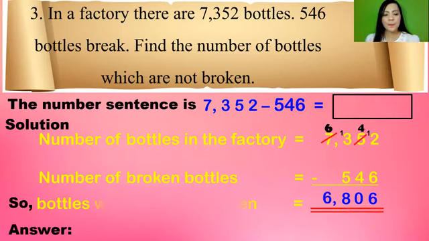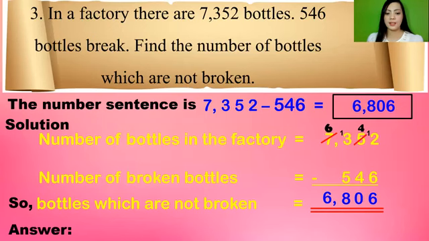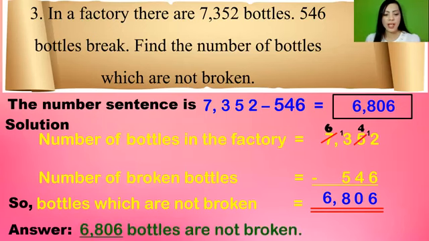So the answer, bottles which are not broken, is 6,806. So the final answer there is 6,806 bottles are not broken. All right? So let's proceed to word problem number 4.